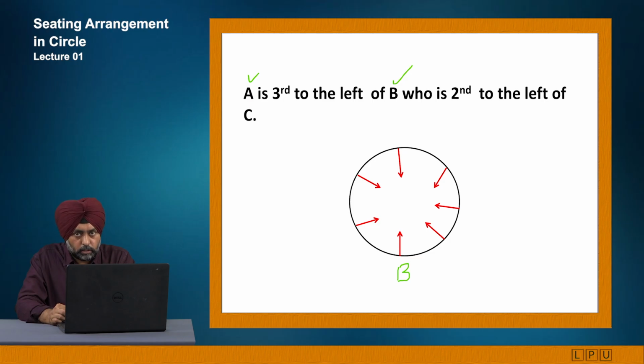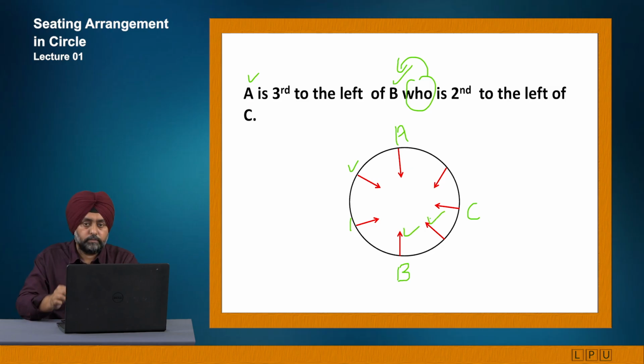A is third to the left of B. Left means clockwise, first to the left, second to the left, third to the left. So A will come here. This is the position of A. Who again has come for B, as already discussed, who comes for the second person, is second to the left of C. So where can we place C now so that B comes second to the left of C? So the only position is here. Second to the left of C, first to the left and second to the left.